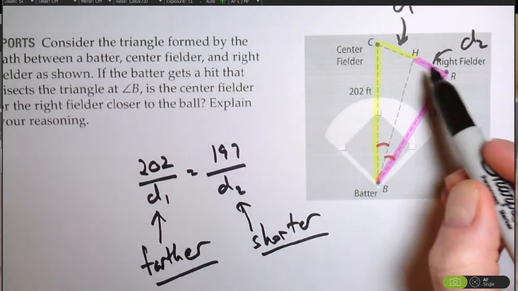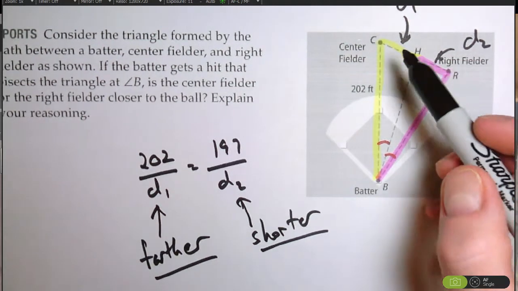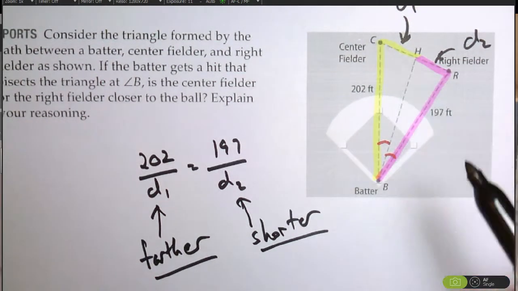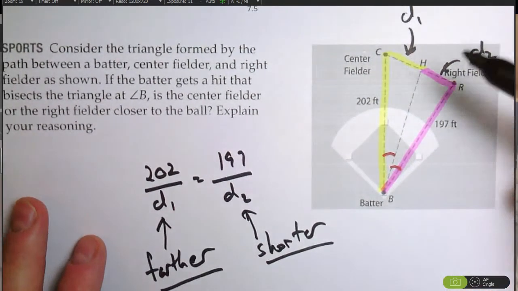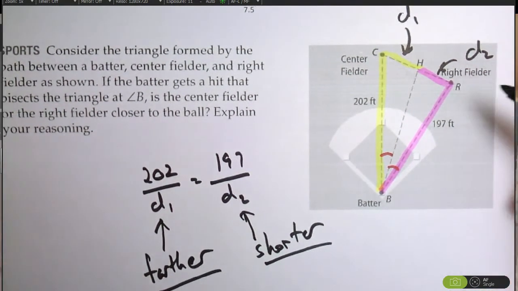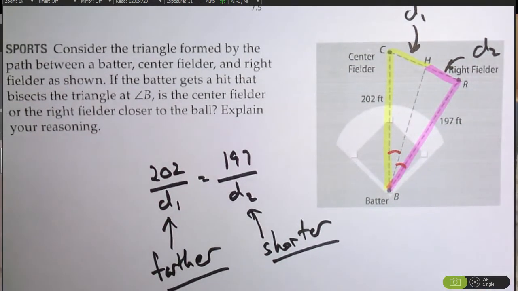So technically the right fielder should make the play on the ball because he's got a closer distance to close, or you can think of it as it's farther away from the center fielder. Again, realistically, whoever's faster is going to go for it. But next time, if you play baseball, you can ask your coach, well, who did it bisect? And that way I know who to attach to go for it.